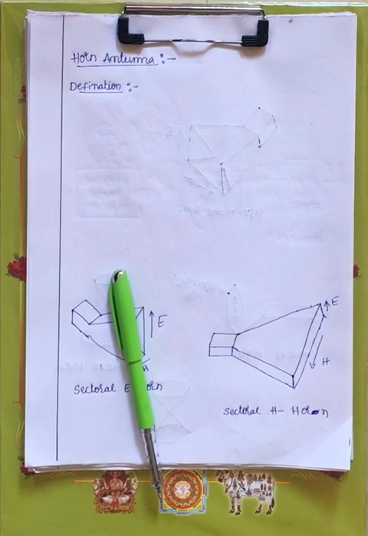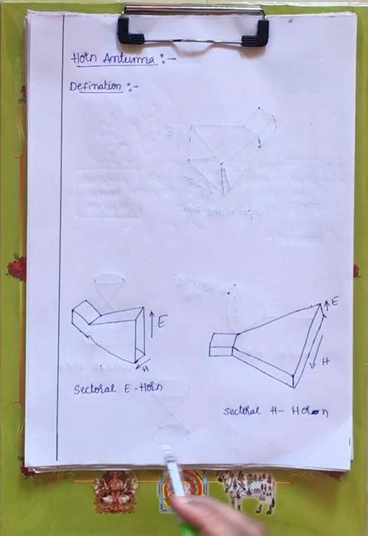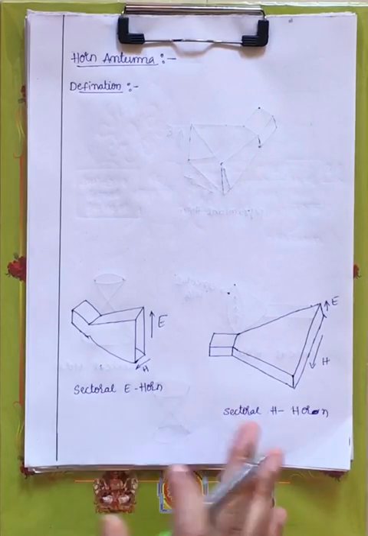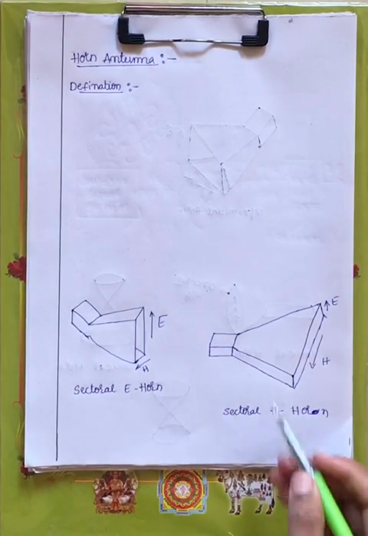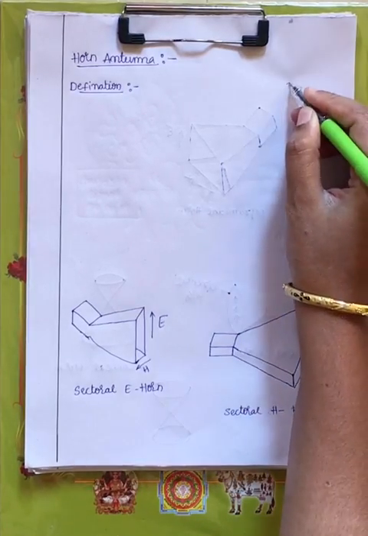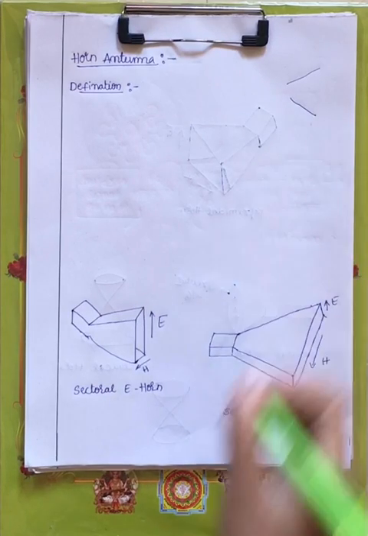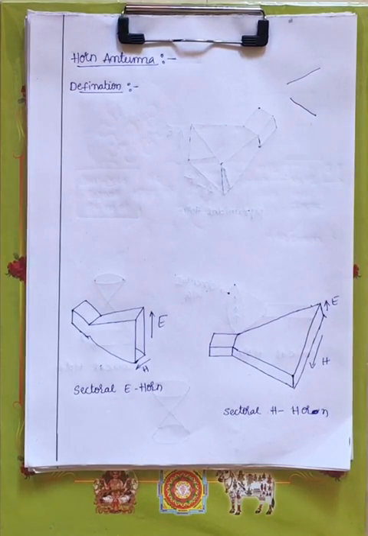Now coming to its definition, a horn antenna consists of a flaring metal waveguide shaped like a horn. If you see this figure, these are the different types of horn antennas. This widening part, if you see this figure, we call it flaring. The horn antenna consists of a flaring metal waveguide shaped like a horn.